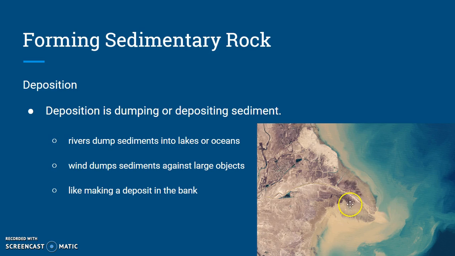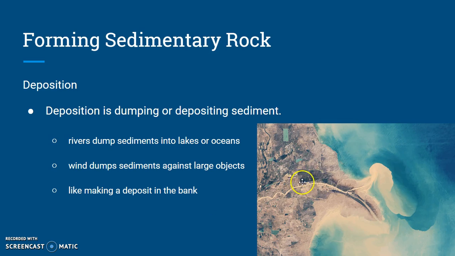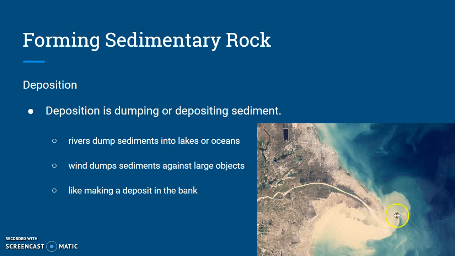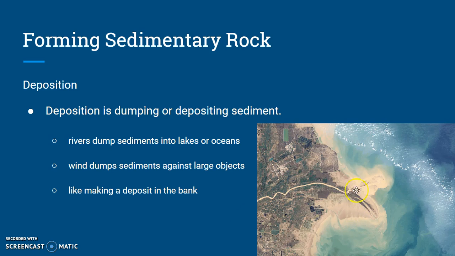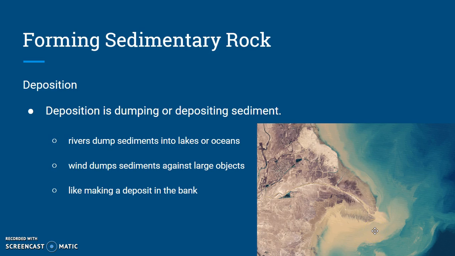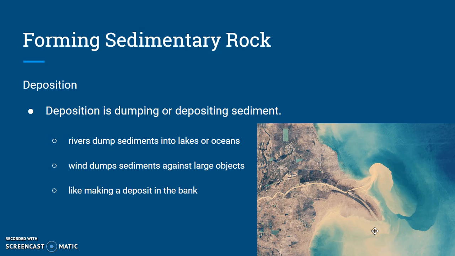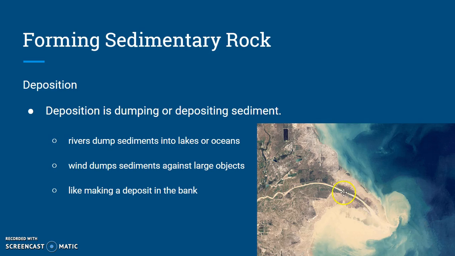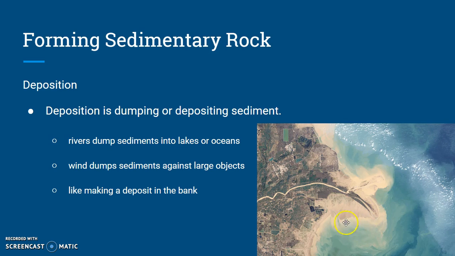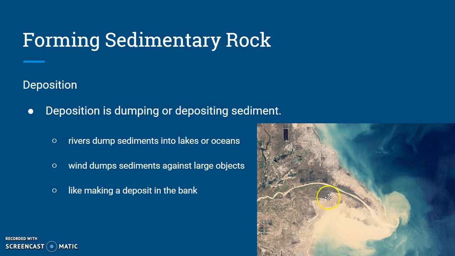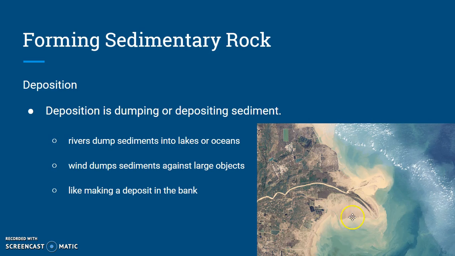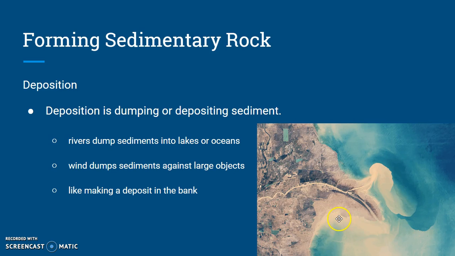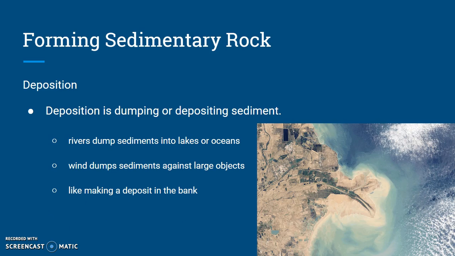This animated GIF right here shows a river dumping into the ocean, and you see all the brown, those are sediments that are getting dumped or deposited into the ocean by this river. That's deposition going on. In fact, you see how this river kind of sticks out into the ocean right here? This is called a delta, and that is formed because of the deposition of the sediments. They build up slowly over time.